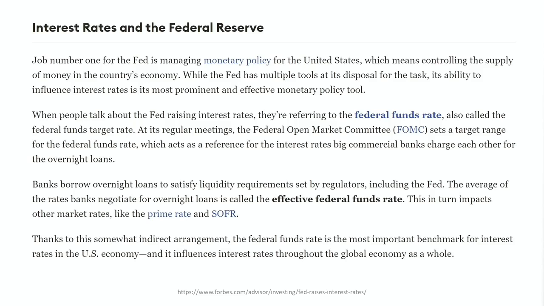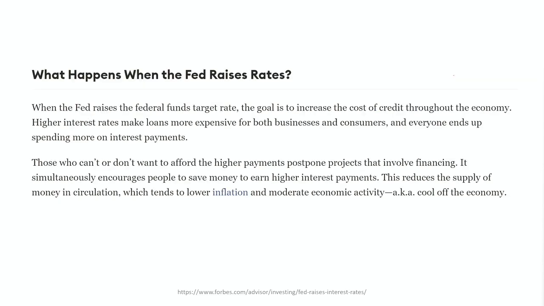Okay, so for a little bit of reference, the prime rate right now is 3.25%. And it's the rate that banks charge their best customers for personal loans, credit cards, auto loans, those kinds of things. Okay, so what happens when the Fed raises rates? When the Fed raises the federal funds target rate, the goal is to increase the cost of credit throughout the economy. It means it increases the cost to borrow money. So when the Fed raises rates, it's increasing the amount of money it costs big banks to loan each other money overnight, right? That's where it starts, and then it trickles down.